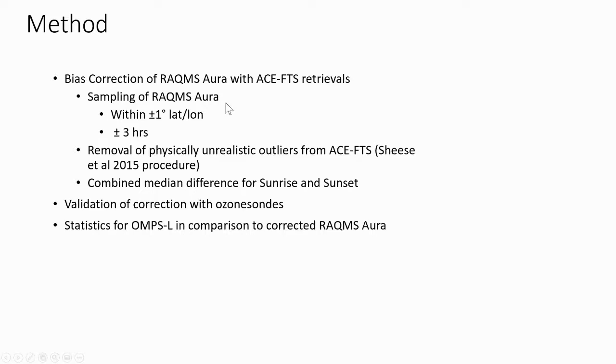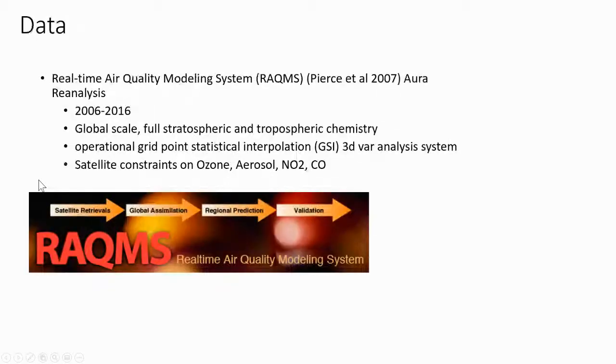And then we use the medians to develop a correction factor that is a combined median difference for a sunrise and sunset retrieval. We then validate this correction with our ozonesondes, which will be discussed a little bit later, and then look at the comparison between our OMPS-Limb and our corrected RAQMS Aura.